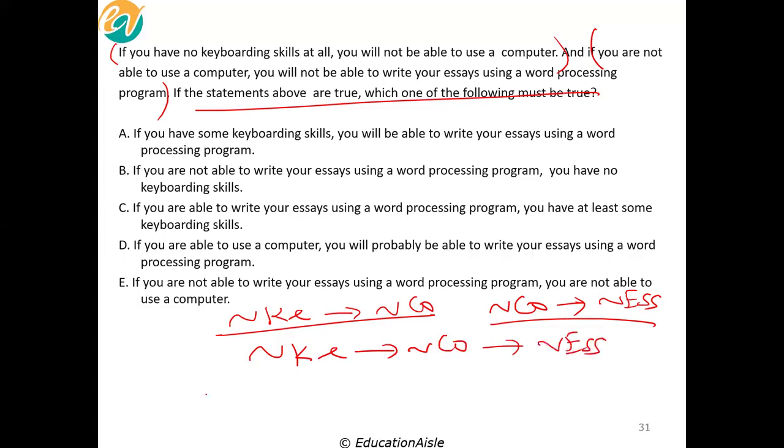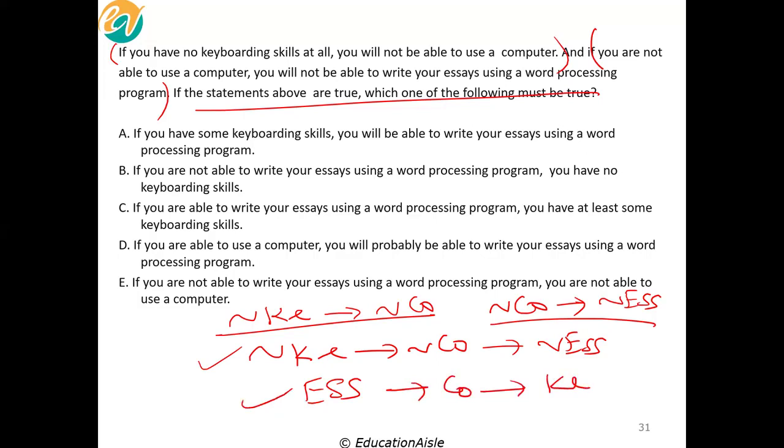Agreed? So now that we have this relationship based upon the statements as part of the question, what can we also conclude? The contrapositive. Remember, whenever a relationship is true, the contrapositive is always true. How do we construct the contrapositive? We've already seen: whatever is on the right goes to the left, what is on the left goes to the right, minus becomes plus, plus becomes minus. So what will be the contrapositive of this? Essays, computer, keyboarding.